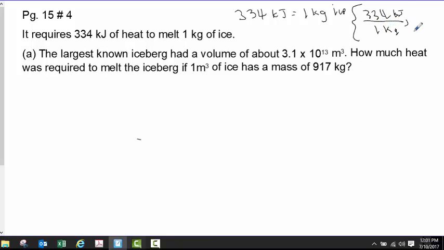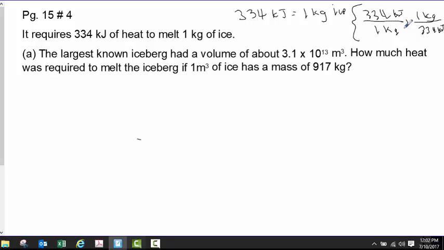And we could also flip that around, take the inverse and say, okay, well, if we have a kilogram of ice, then 334 kilojoules of heat is required. So any conversion factor or any conversion statement can always be written in two different ways. We could always have the units in the numerator or the denominator. How we use it in a calculation will depend on what units we need to cancel.